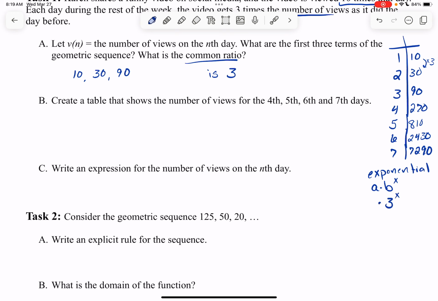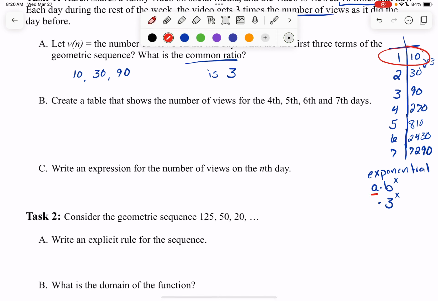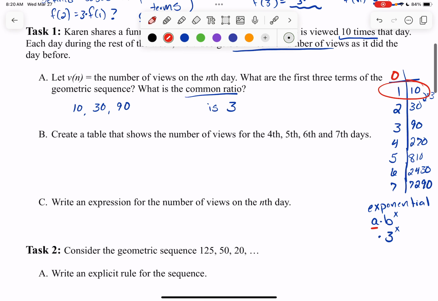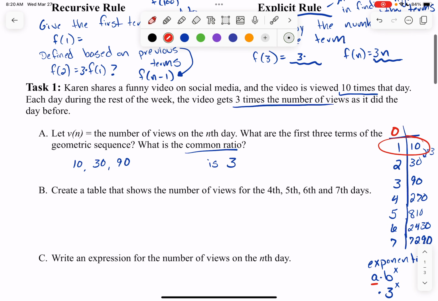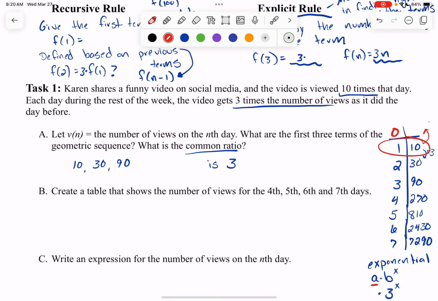3 to the x. Okay, but we can't just use here this first term of 10 for A because A comes from the 0th term, from term 0. So I'm going to have to back this up 1 and find out what the 0 term is. A 0 term doesn't really make sense in a sequence, but we need it to write the equation. So if I multiply by 3 each time, to go backwards this way, I'm going to have to divide by 3. So if I take 10 divided by 3, I get 10/3.